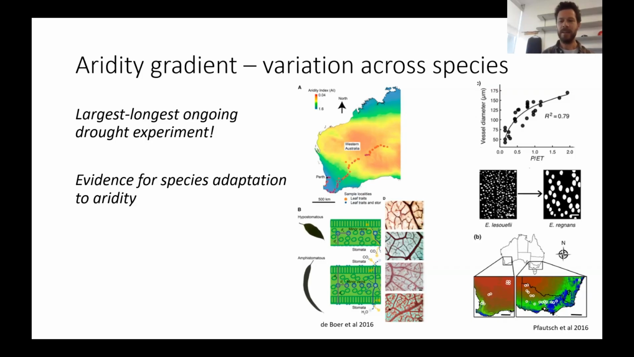The traits that you see across that aridity gradient have been shaped by evolution, as a result of those differences in precipitation and how that affects drought stress. So we see species adapted to those different climates, for example species of eucalypt showing increased vein density, and species from arid environments having smaller, narrower vessels.